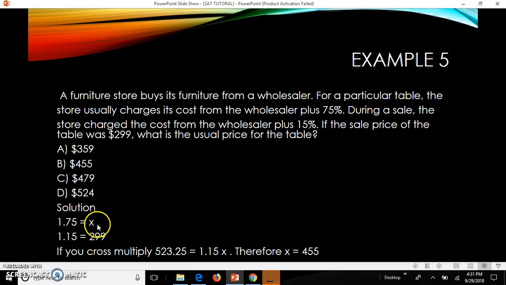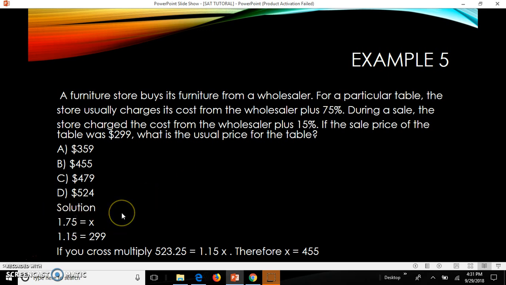Let me just say 1.75 equals x, the usual price. It's always plus 75%. Now plus 75% means that there is the original price. Here, 1.75 means 1 plus 0.75, the percentage. If you divide 75 by 100, you get 0.75. You add it to 1.